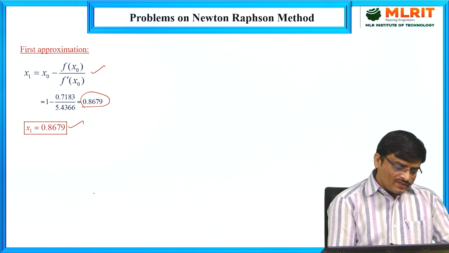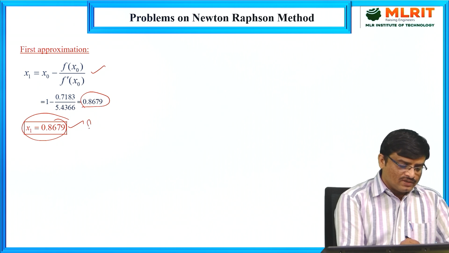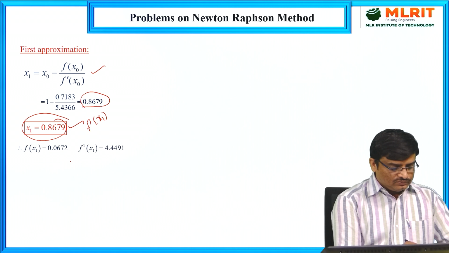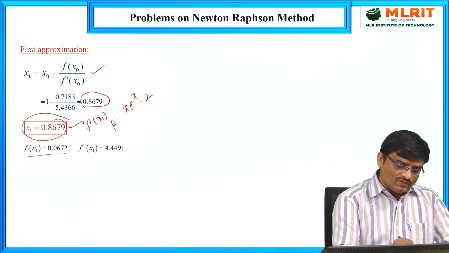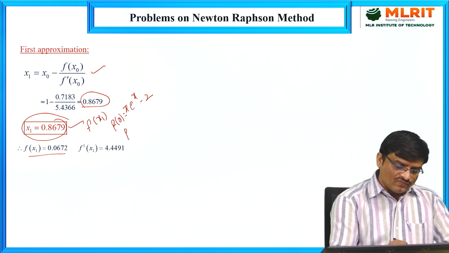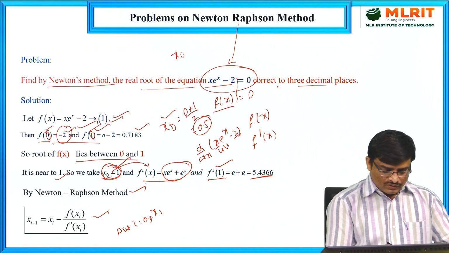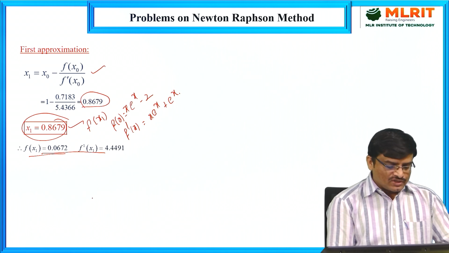0.8679. So immediately after finding this x1 value, you substitute that x1 value in the function and get the value of f of x1. So f of x1 is equal to, this is our function, x into e power x minus 2. This is the f of x value, and now we got f dash of x is equal to x into e power x plus e power x. So in the previous slide we got this. So this is f dash of x and this is the f of x value. f of x1, f dash of x1, we got this.